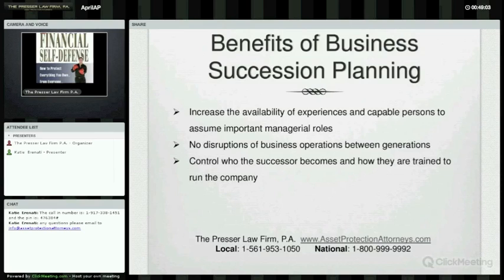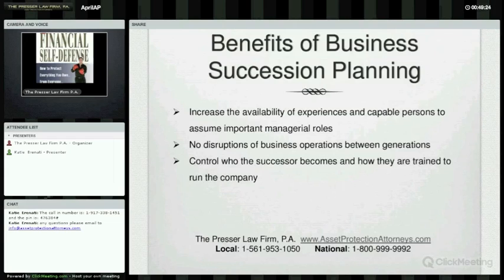Number one, of course, you can increase the availability of experienced and capable people to assume the important managerial roles. So, up front, who's capable of handling it and who will handle it. Sometimes, when people are doing their business succession planning, they'll put a list of people because you just never know, might someone predecease you.